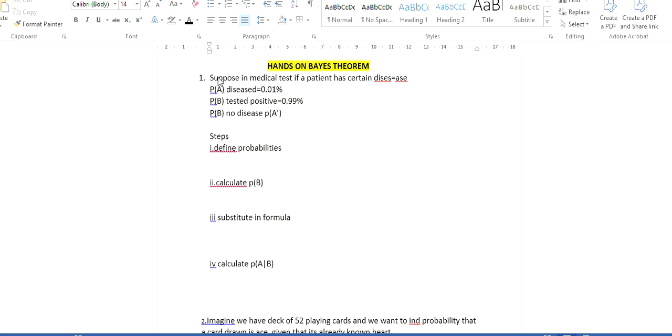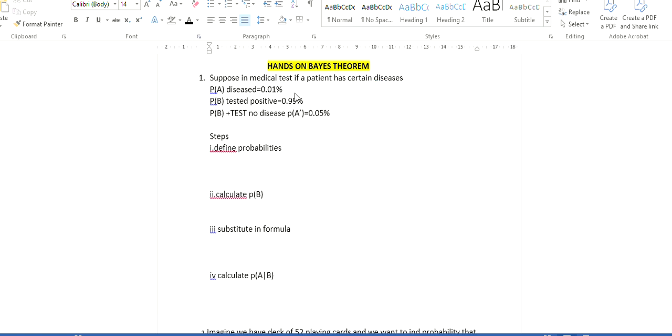So the problems will be like this. Suppose in a medical test, a patient has a certain disease. The probability of disease is 0.01%. The probability of testing positive is 0.09%. The probability of no disease, that is the complement of A, I'll write as 0.05%. If the question is like this, then what you have to do is test the following: find the probability of A given B, that is P(A|B).